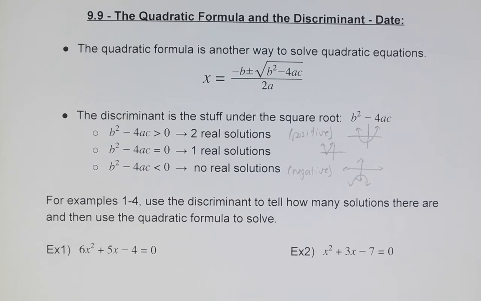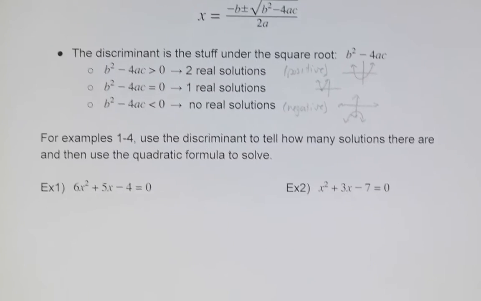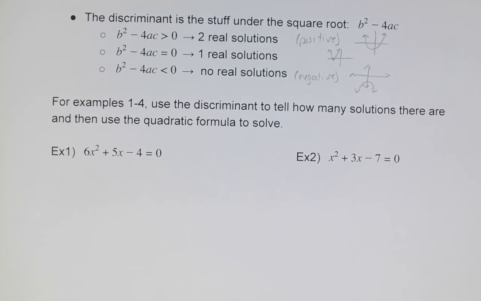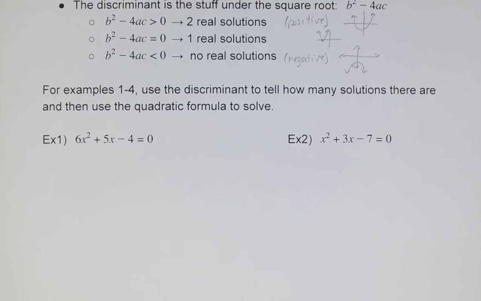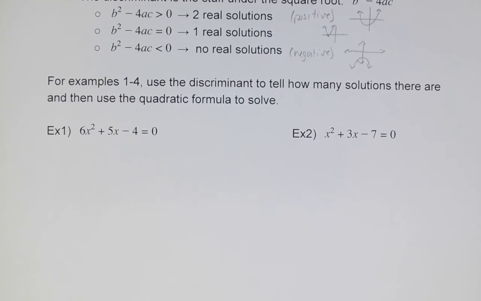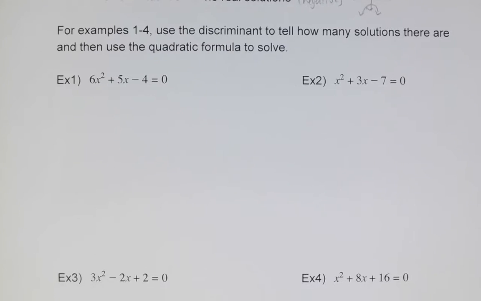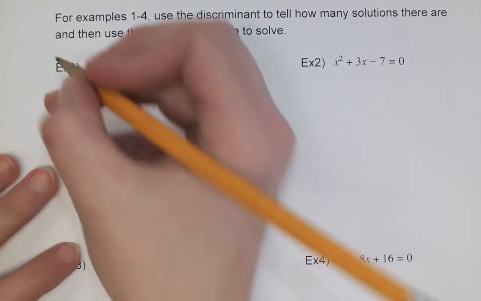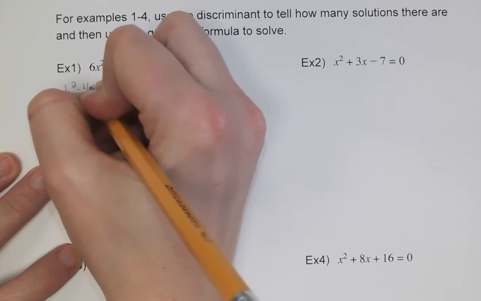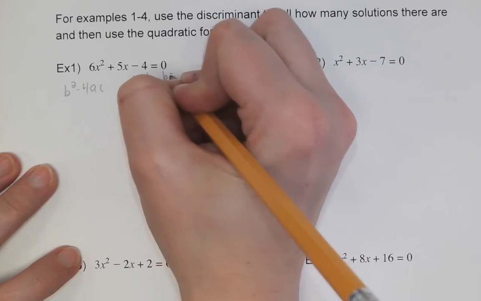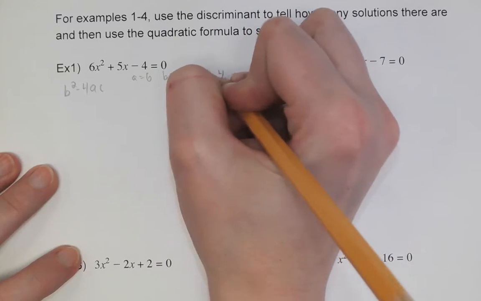Okay, so for each of these, we are going to use the discriminant first to tell how many solutions there are, and then we will use this lovely quadratic formula to solve. All right, so first, let's use this discriminant to tell how many solutions we have. So I have b squared minus 4ac. Let's identify those first. A is 6, b is 5, c is negative 4.